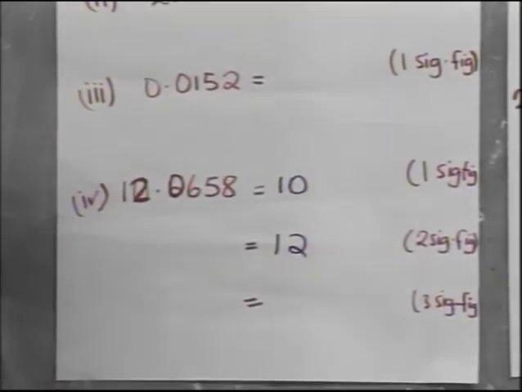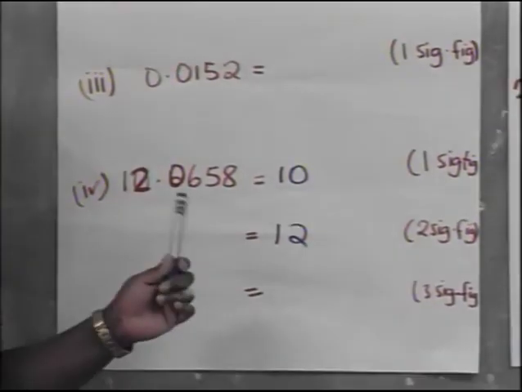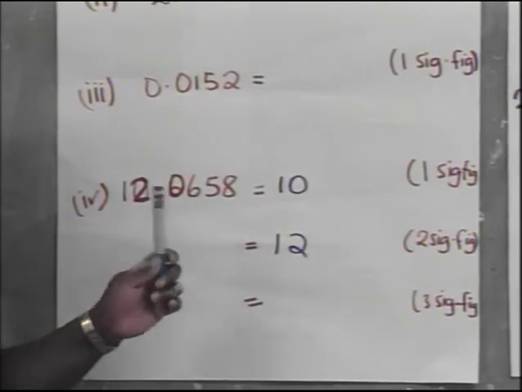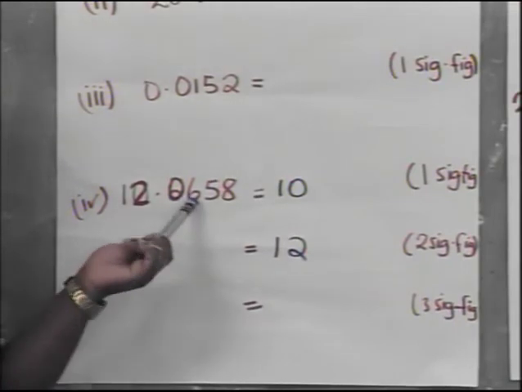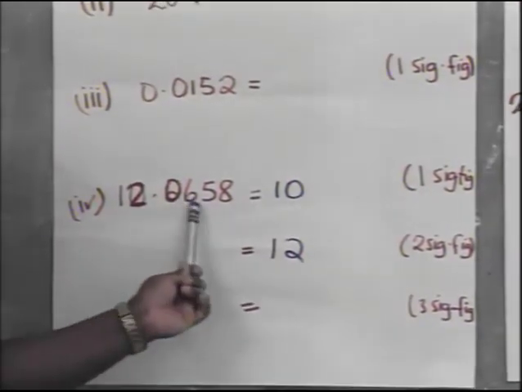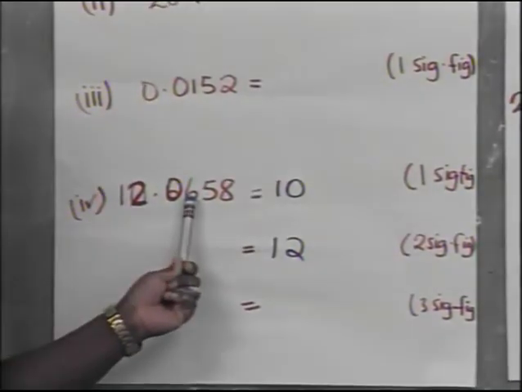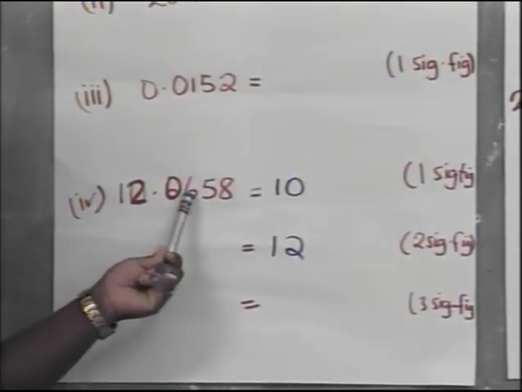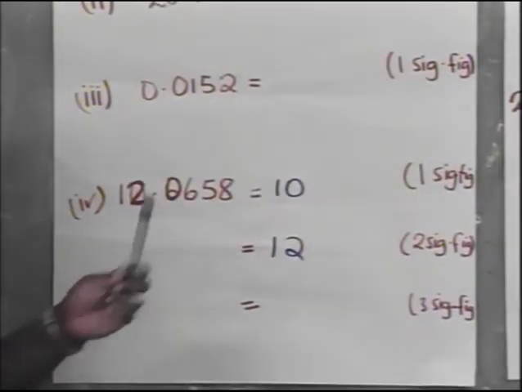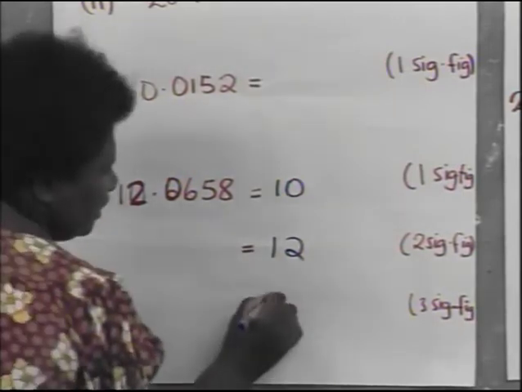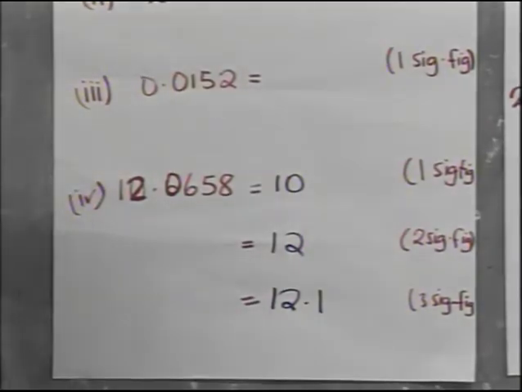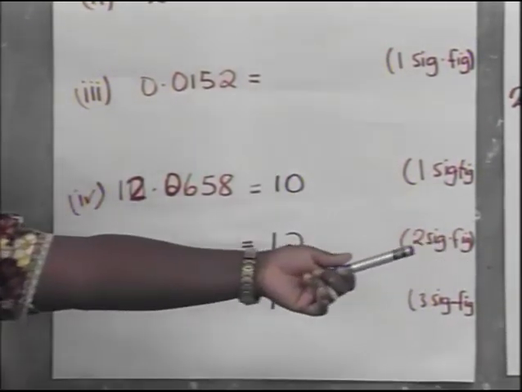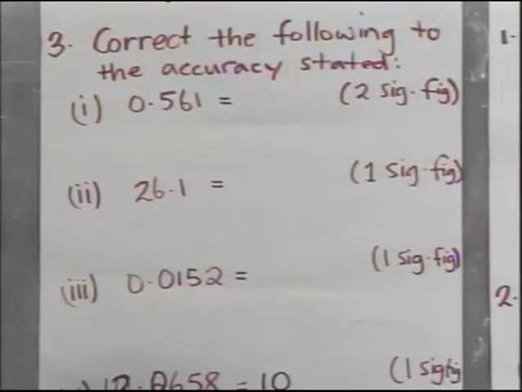Okay, to three significant figures, I look at the fourth digit in the number. Remember, I haven't said anything about the decimal point. It has to be the fourth digit in the number. So I'm looking at 6. Since 6 is greater than 5, I increase this one by 1. So to three significant figures, the number will be 12.1. Okay, so significant figures really is not the same as decimal places.